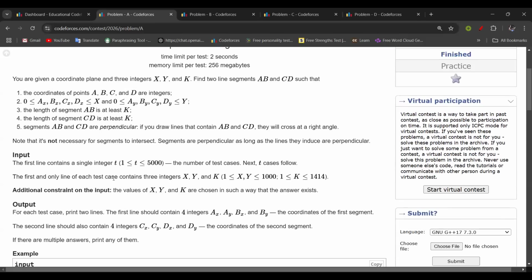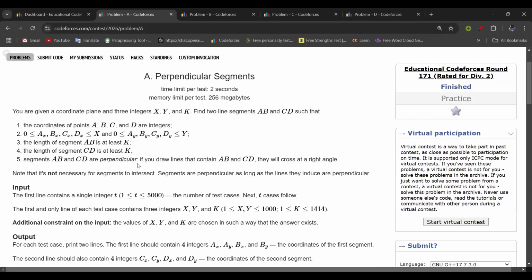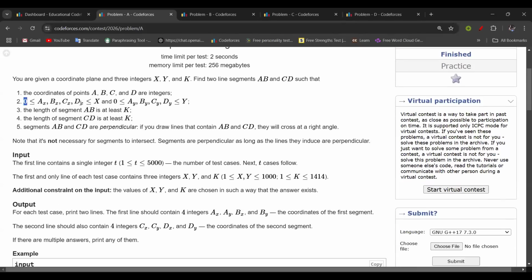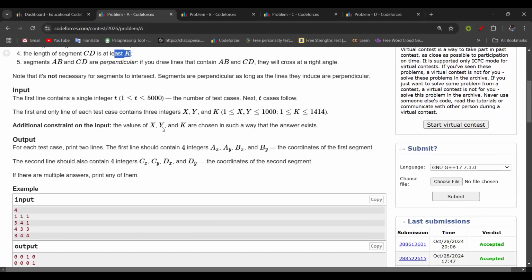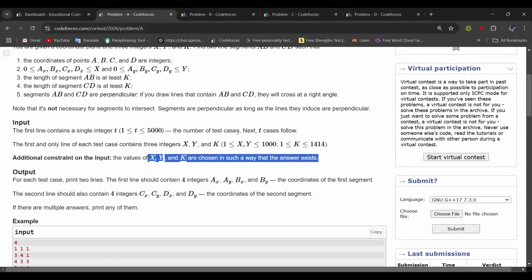Now we just need to select, in the coordinate axis, where the x coordinate would go from the range of 0 to x, and the y coordinate would go from the range of 0 to y. In that block we need to find two line segments AB and CD such that the two line segments are perpendicular to each other and the length of both the segments is at least k. That's what we need to find. It's also given that the values x, y, and k are chosen in such a way that the answer always exists. So we can always find such two perpendicular segments of length at least k inside the given range.